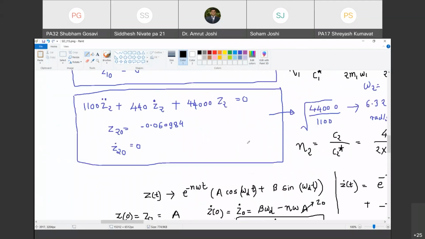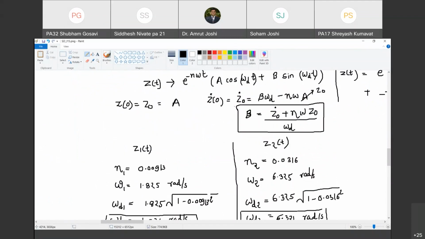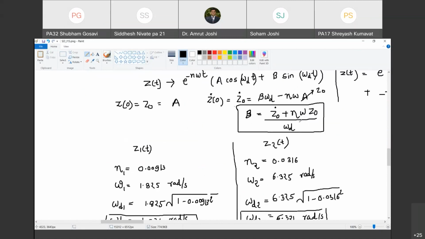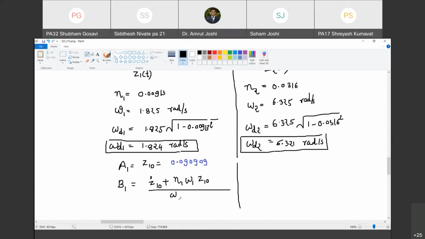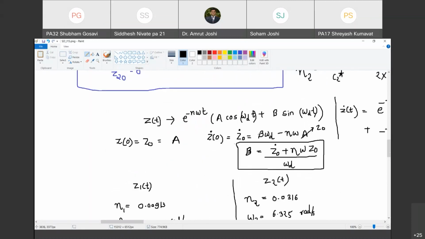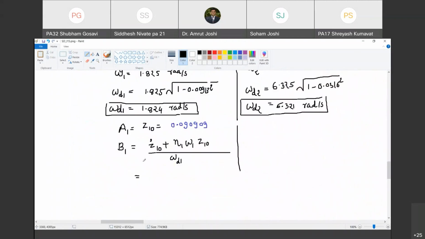What is the value of B1? B1 is equal to Z10 dot plus eta 1 omega 1 Z10, this divided by omega D1. Do you agree with me? Yes, sir. Now, do we have all the values? Yes, we have all the values. What is Z10 dot? We will have a look at this condition. Z10 dot is 0. So therefore the first term becomes 0 plus eta 1.